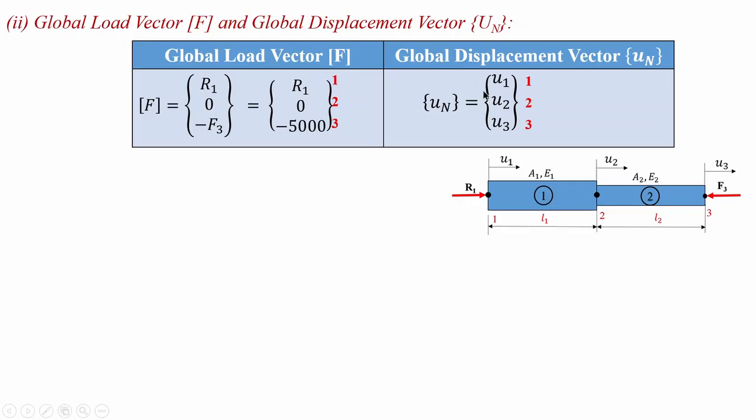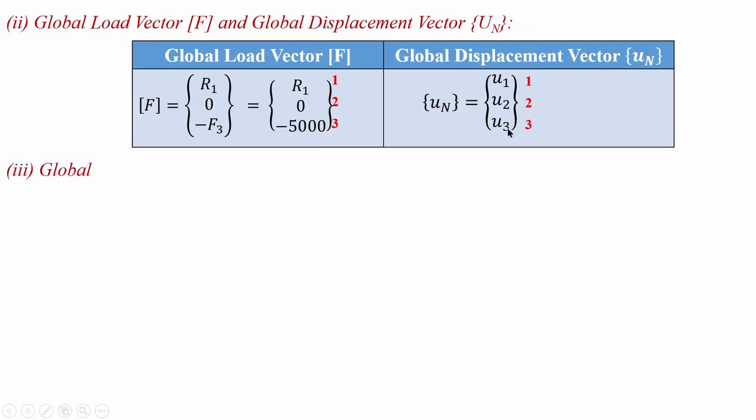Similarly, we can write the displacement vector. So global displacement vector is the matrix of the displacements acting at each node of the system. So for node 1 we have displacement u1, at node 2 we have displacement u2, and at node 3 we have displacement u3. Therefore, global displacement vector will be matrix of u1, u2, and u3.